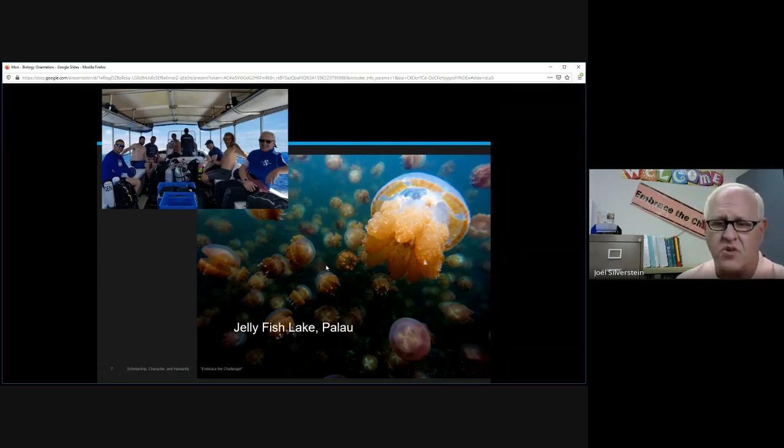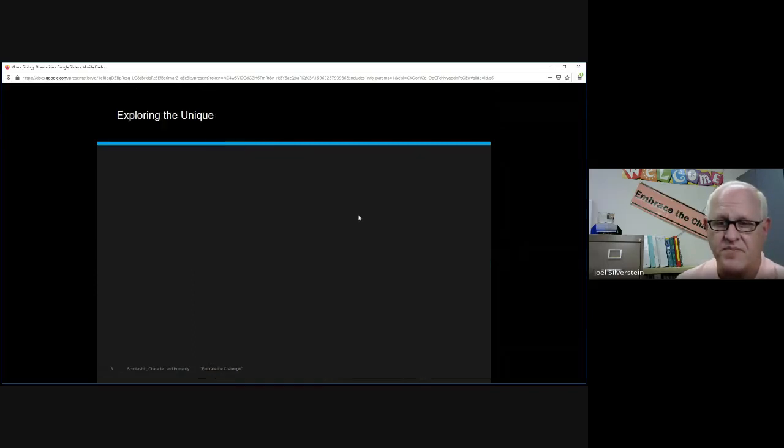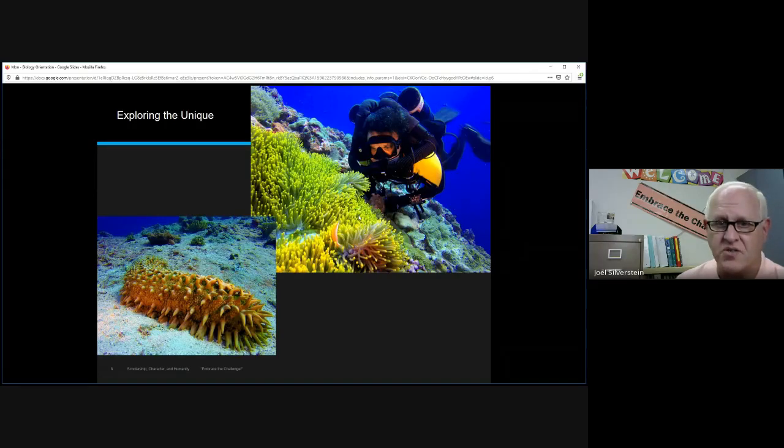So we were able to snorkel and swim throughout these jellyfish the entire time, and it was kind of neat. And throughout the semester, we're going to get a chance to see some of these neat places when we get some downtime. Some other things I like to do is to explore the things that are unique.